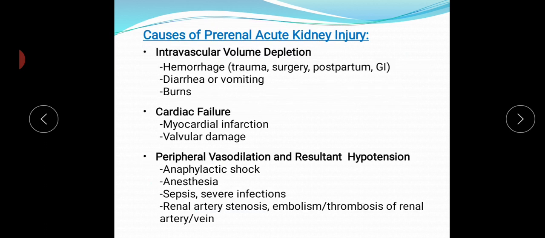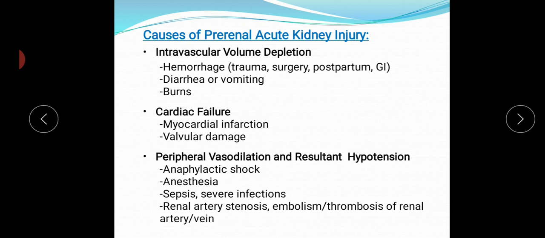We'll have a brief look over these various causes. The pre-renal acute kidney injury is mainly where the pathology is outside the kidney, and the main cause is obstruction to the blood supply of the kidney. Any pathology that may lead to decreased blood supply to the kidney will lead to this acute kidney injury or acute renal failure.